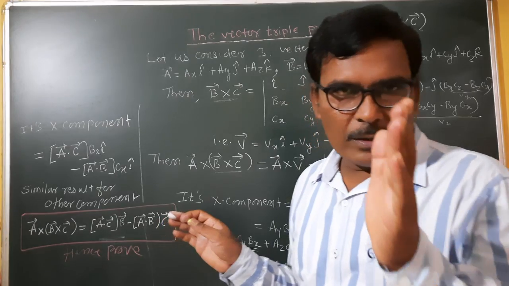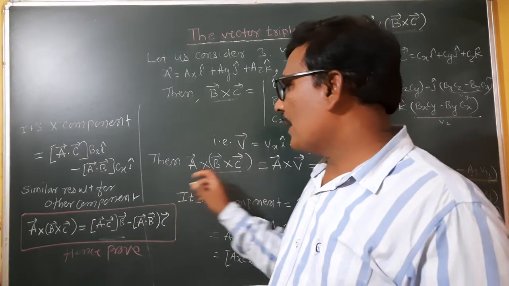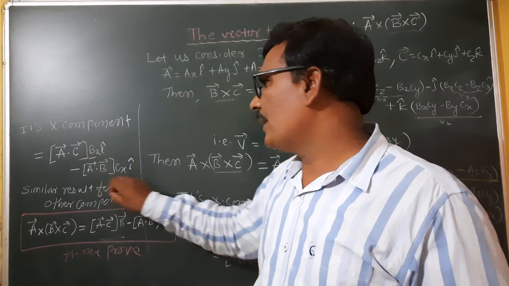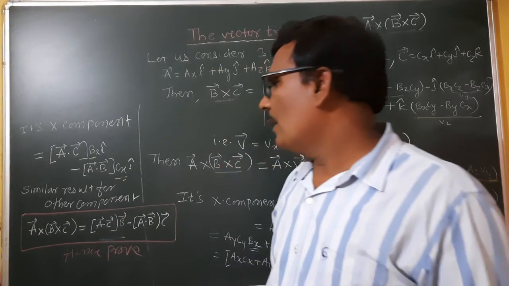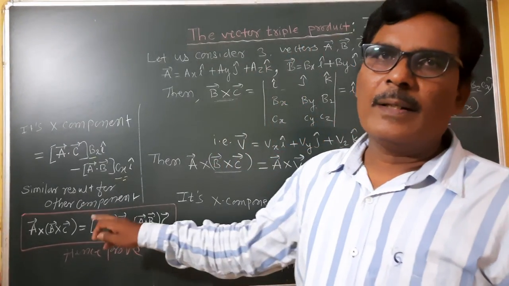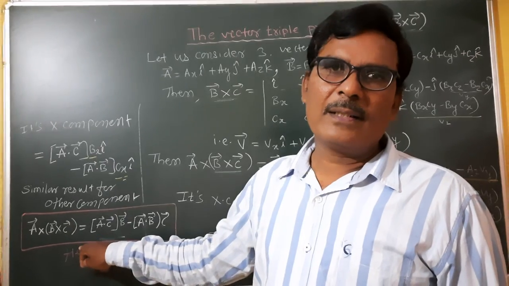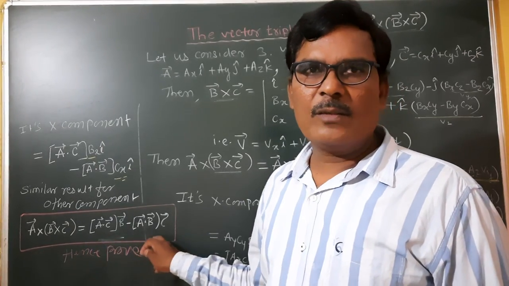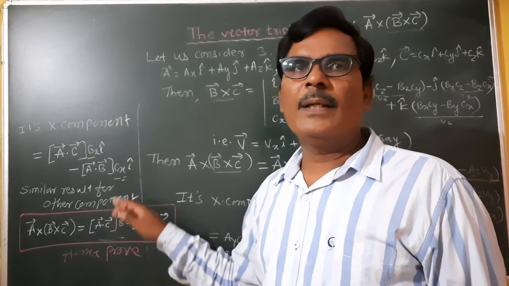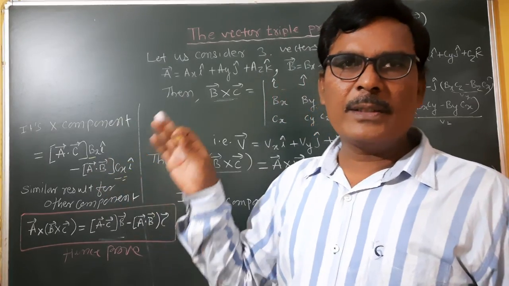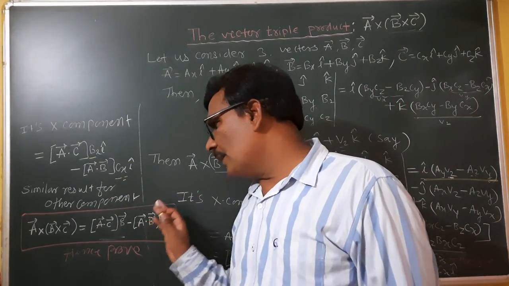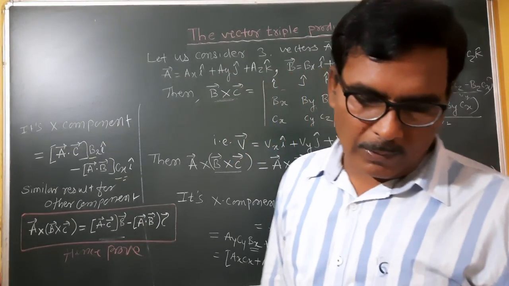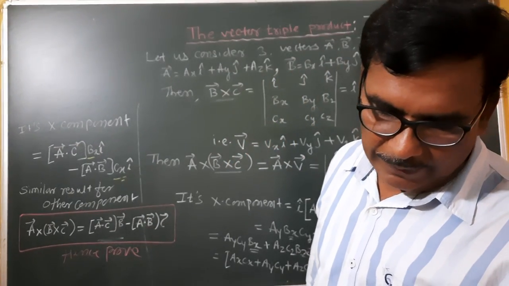In the first combination B is common, in the second combination C is common. B and C are the common ones. Remember this, and this is the result we have to get. B common means A dot C remains inside. C common means A dot B remains inside. Means we have A dot C into B minus A dot B into C. This is the vector triple product of the three vectors.